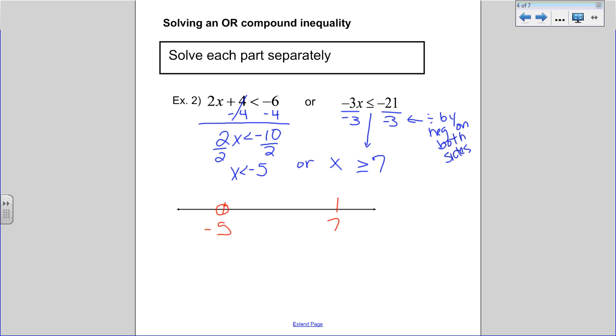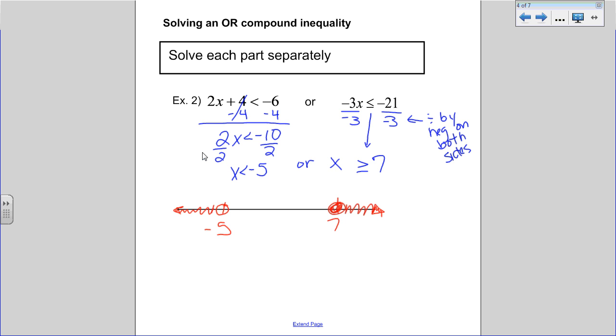Open circle, because -5 is not a solution. It can't be equal. And then I shade less than. Here I'm going to actually shade 7 because 7 is greater than or equal to 7. So I can fill that in because I can equal 7. And then I shade everything greater than 7. So those are and or inequalities.